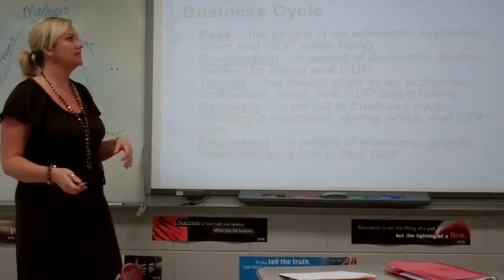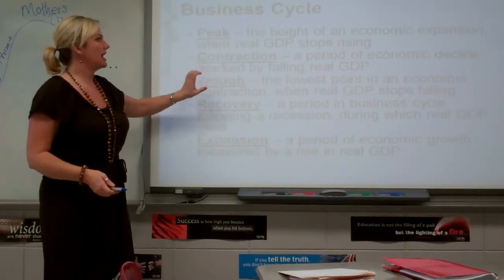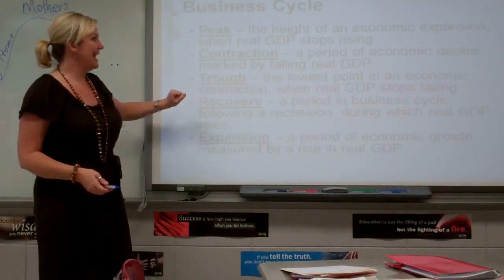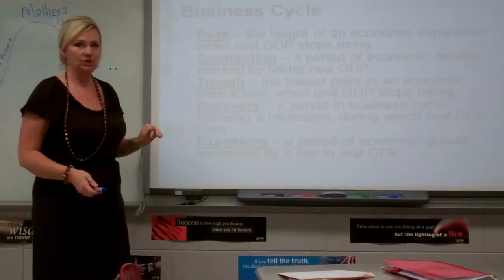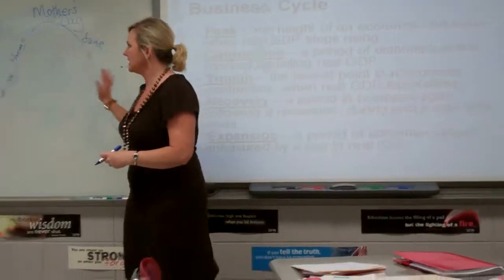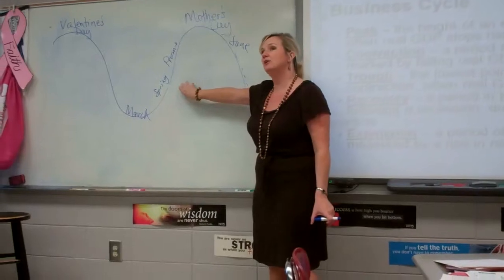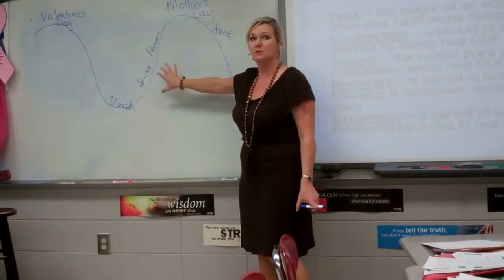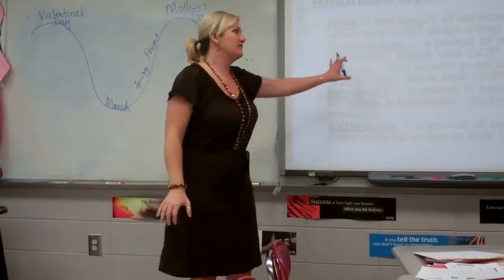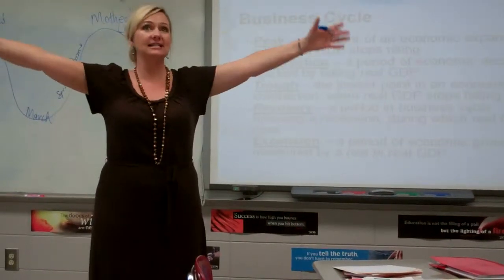A peak, the high point of an economic expansion when real GDP stops rising. Contraction, a period of economic decline marked by falling real GDP. Now see, what I just explained to you for a florist would actually be micro, because I'm looking at one business, one market. These definitions are taking the business cycle and applying it to the entire United States.